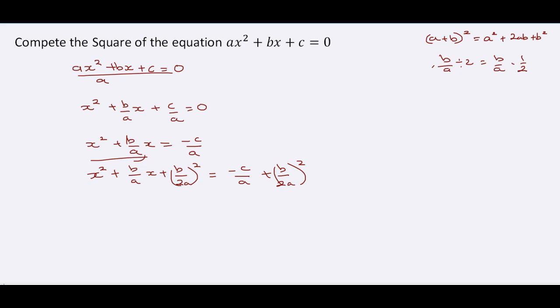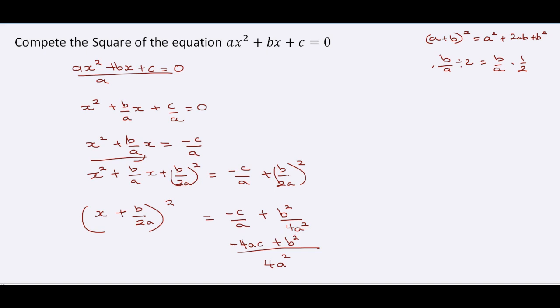So now we're going to have a situation where we write the perfect square. So this is going to be (x plus b over 2a) squared is equal to minus c over a plus b squared over 4a squared. So now we're going to simplify the right hand side. So we have a common denominator of 4a squared. 4a squared divided by a, we have 4a times minus c. We have minus 4ac, and then we have b squared.